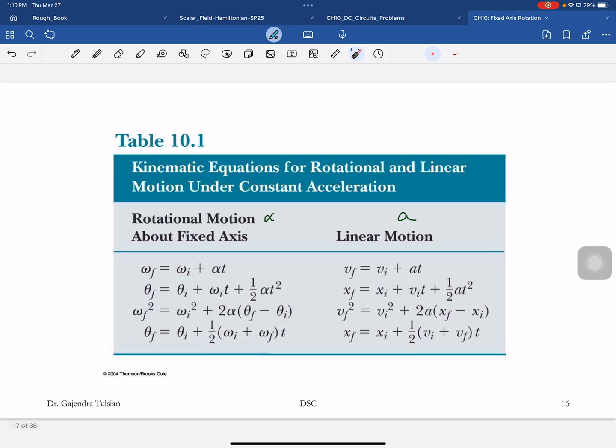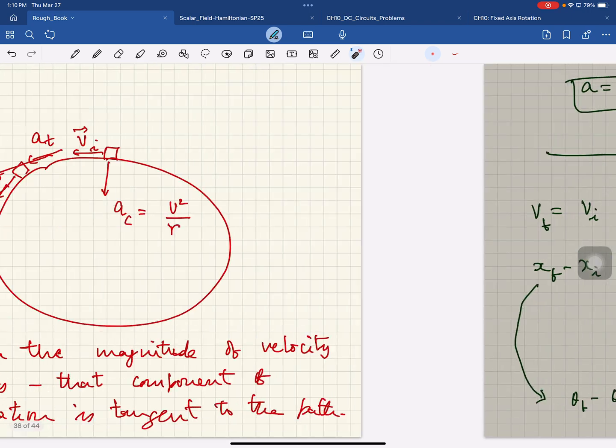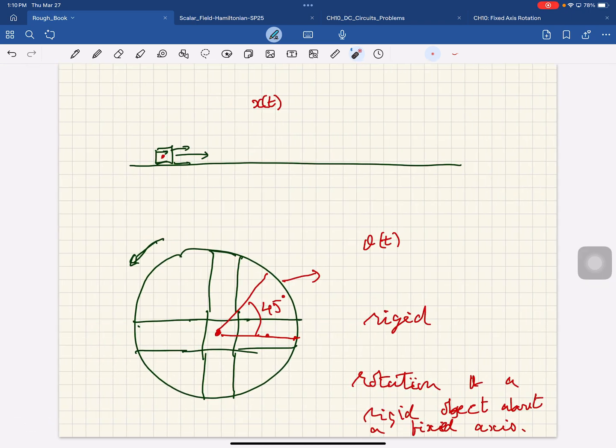Here's what's pretty neat or amazing. This linear motion in one dimension looked like it was not at all related to this rotational motion of a rigid object about a fixed axis. But it turns out that they are cousins. The formulas describing them are very similar, describing those motions. And that's pretty amazing.